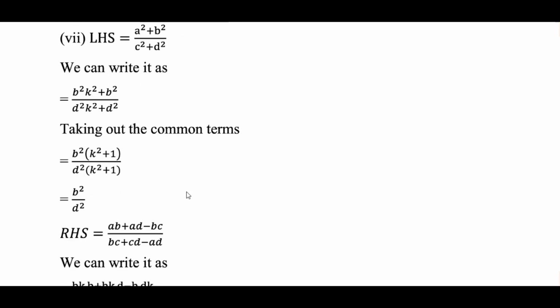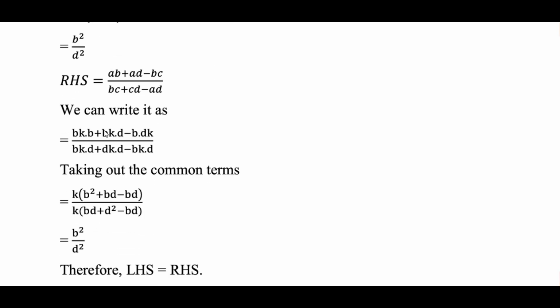Come to the next problem. Left hand side, a square plus b square divided by c square plus d square. So as it is written, write the values of a and c. After that, taking common, and the common part struck out, that is k square plus 1, you will get b square by d square.